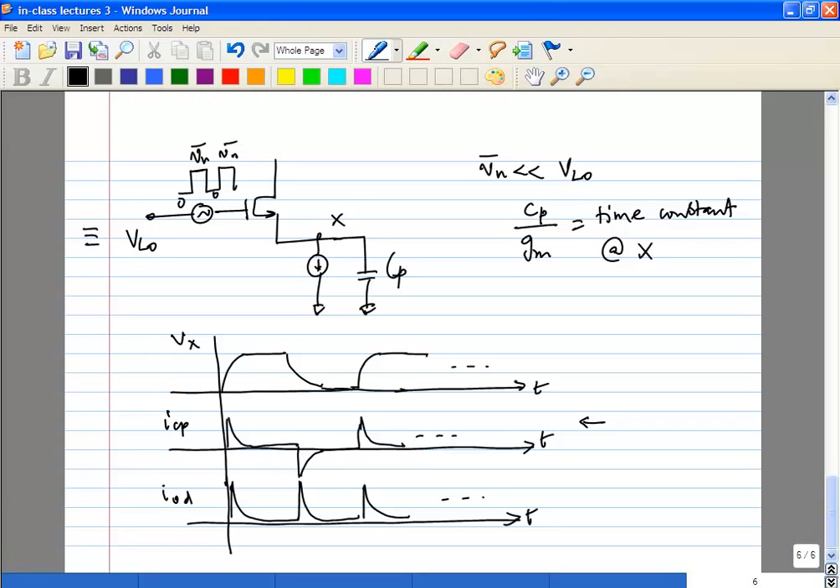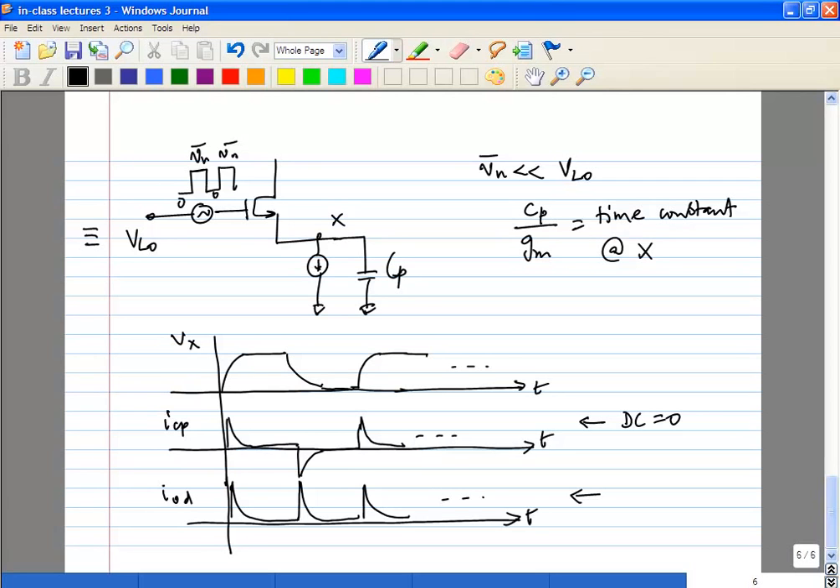If you look at the current through Cp itself, ICP, the DC value is 0 because it's completely symmetric, right? But if you look at this one, the DC value is definitely not 0. So what does that mean? That means at the output you also have some low frequency component, which means flicker noise from that will get upconverted. That means that you will have some flicker noise at the output. Flicker noise from the switches.